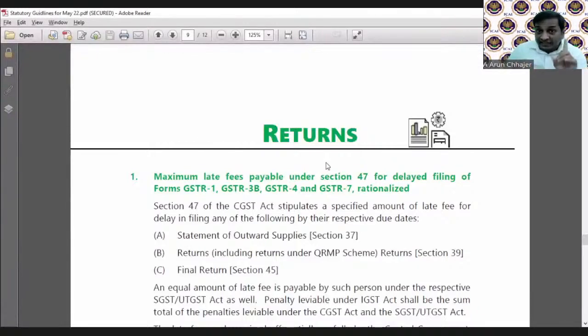Then in total you need to pay. If I'm asking how much is the late fees under GST, my answer would be 200 rupees per day, subject to the maximum of 10,000. If I'm asking what is the maximum amount of the CGST late fees, my answer would be 100 rupees per day, subject to the maximum of 5,000. I'm requesting everyone, please give me the confirmation whether this concept is clear. 100 or 200, 5,000 or 10,000.